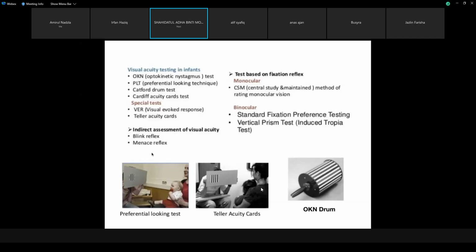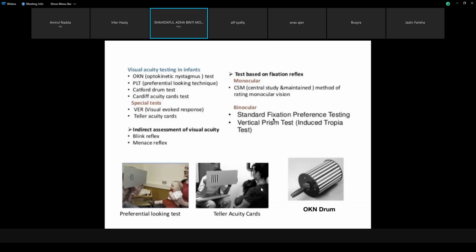Alright, so what about tests based on the fixation reflex? This is monocular. We do monocular and binocular. Monocular is the central, steady, maintained method of rating monocular vision. This one is more for when we do refraction. The binocular vision means we are testing two eyes together.